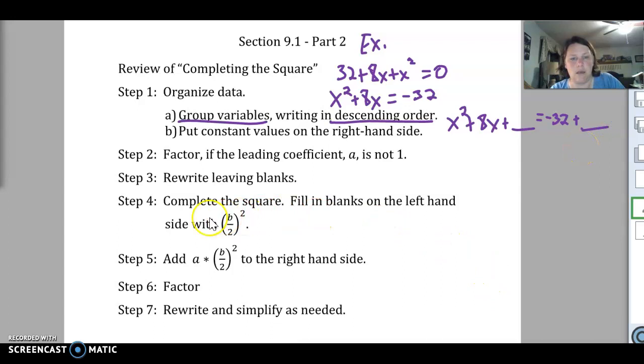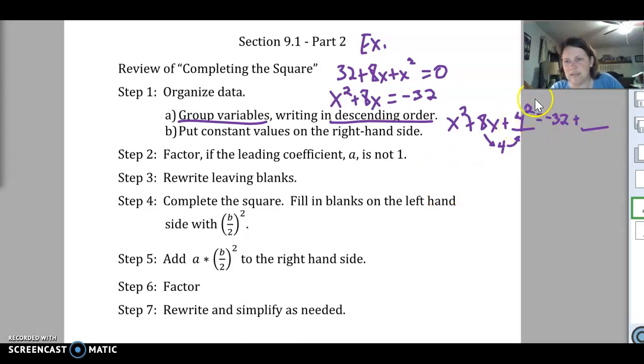Okay. Then, step 4, complete the square. We're going to fill in the blanks on the left-hand side with b over 2 squared. So that's half of b. Well, half of b is 4. And then we need to square it. So you can kind of make that into a 2-step process. So bring that down as half, bring it back up, and square it. So 4 squared is what we'll write in there.